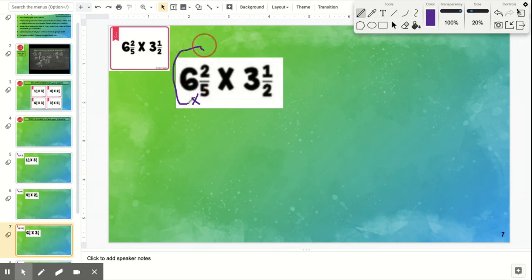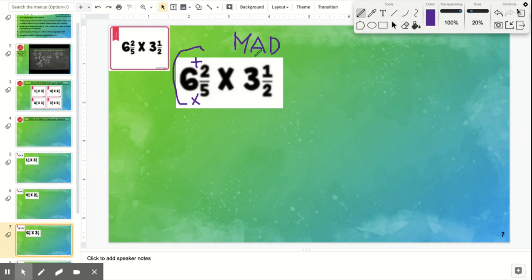Make Texas mad. The reason why we say make Texas mad is, if you think about the spelling of the word mad, M-A-D, it is the steps to changing the mixed number to an improper fraction. The M stands for multiply. That's what you do first.